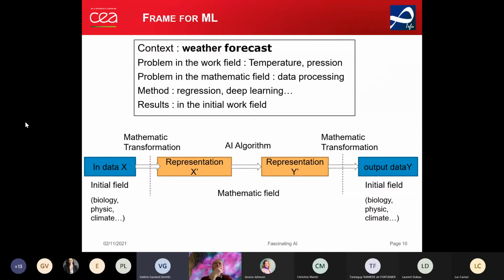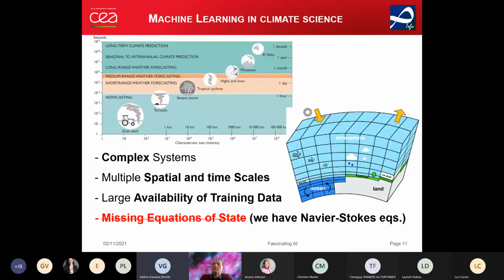And you have your result, always in the mathematical field, and you translate your result again from the mathematical field to the initial field, biology, physics, whatever you want. Remember this scheme because we will use it through the examples. Next slide, please.